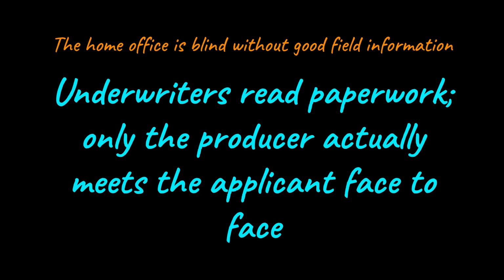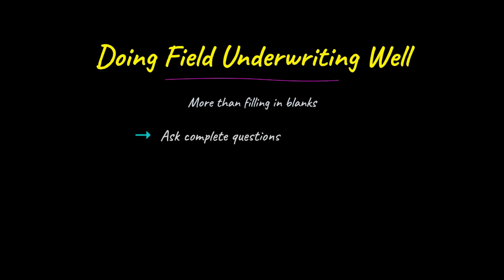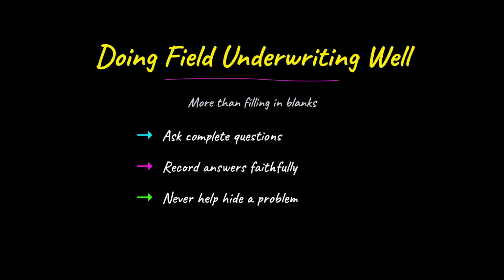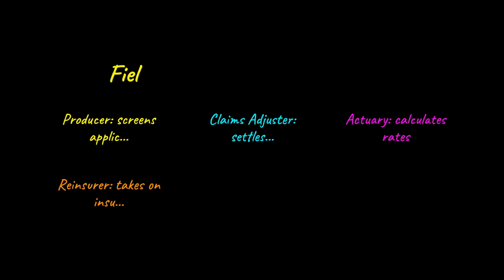If the producer gathers sloppy or slanted information, every decision built on top of it is compromised from the start. Doing the job well means asking complete questions, recording answers faithfully, and refusing to help an applicant paper over a problem. The producer isn't the final decision maker, but as gatekeeper, a producer who looks the other way corrupts the file at its very source.